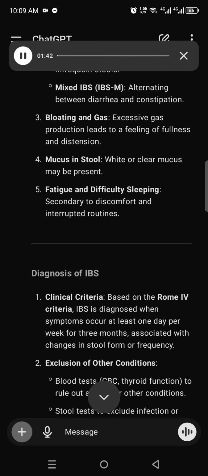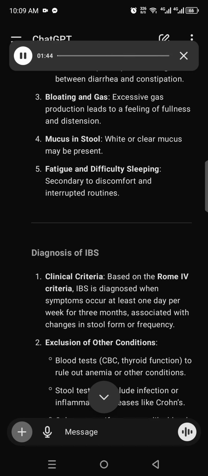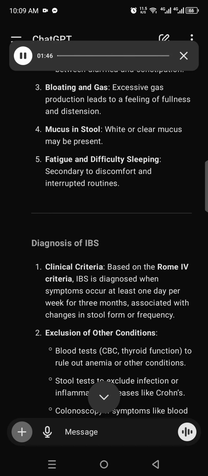3. Bloating and gas. Excessive gas production leads to a feeling of fullness and distension. 4. Mucus in stool. White or clear mucus may be present. 5. Fatigue and difficulty sleeping, secondary to discomfort and interrupted routines.